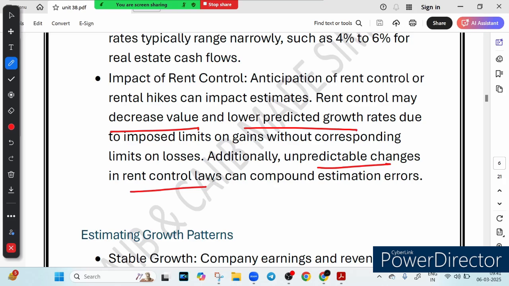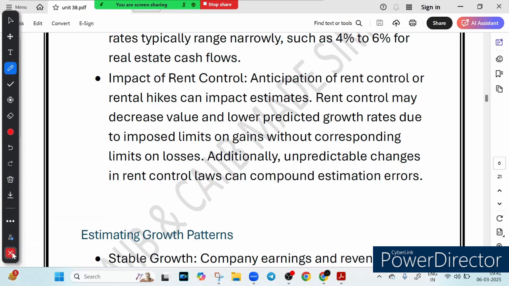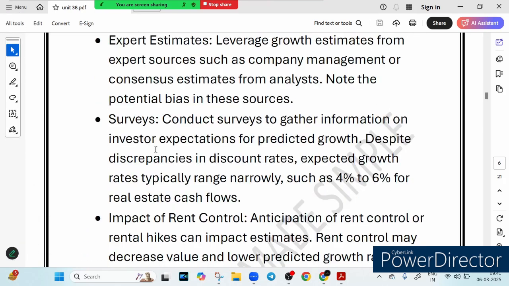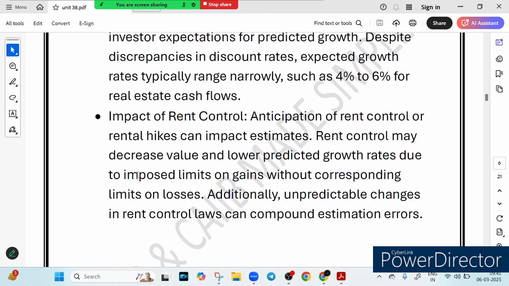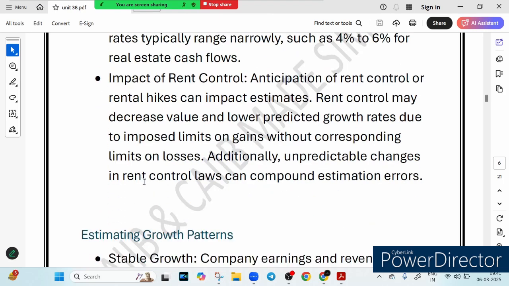So the big lesson is that no single method is 100% accurate. So we have talked about the three methods here, right? The first method we talked about is asking for expert estimates. Then we take the survey, and the third method we have seen is how government policies can affect our future growth rate. So the overall big lesson from this discussion is that no single method is 100% accurate. Smart analysts use a combination of expert opinion, surveys, and market conditions to make informed decisions.